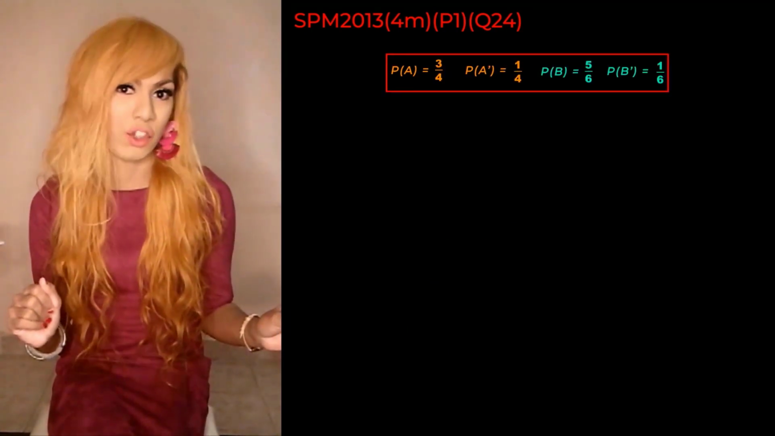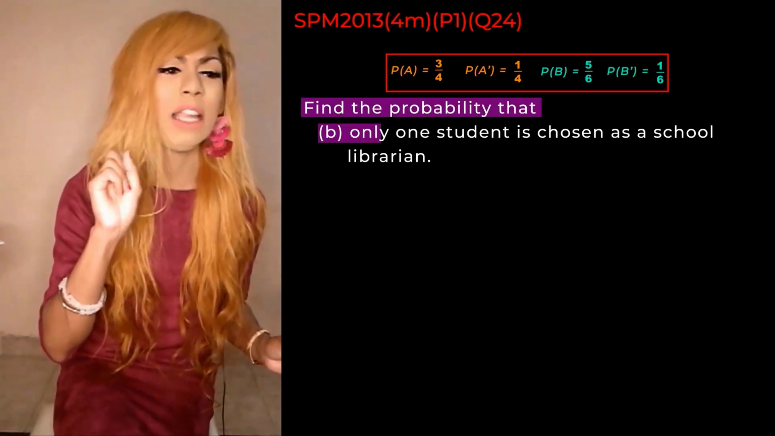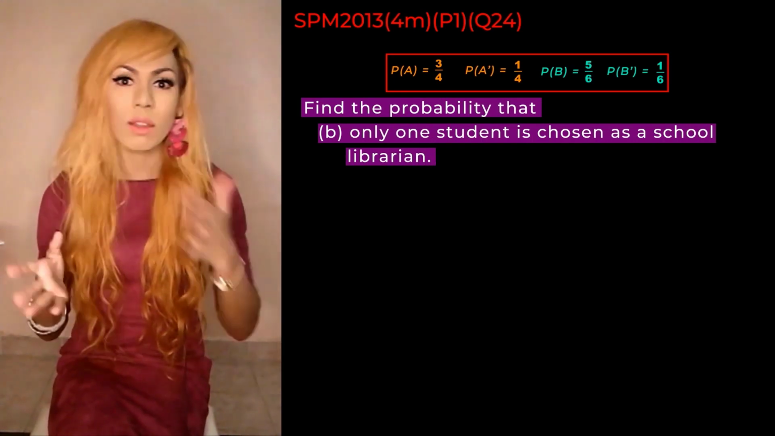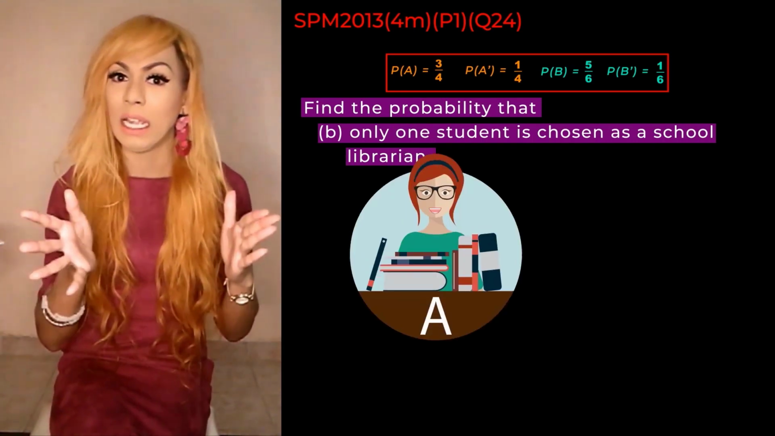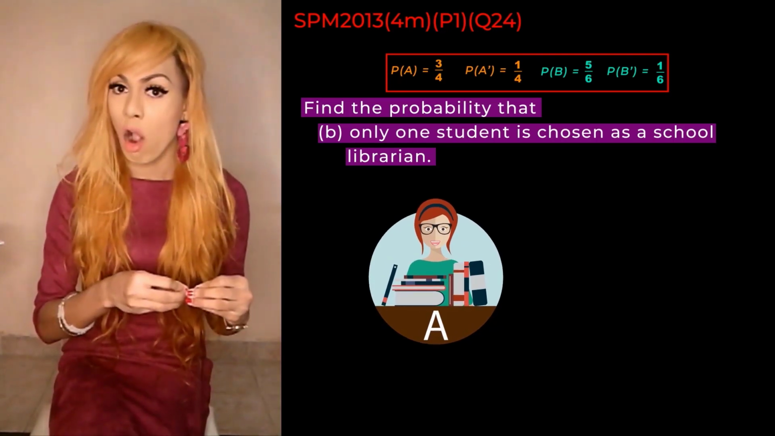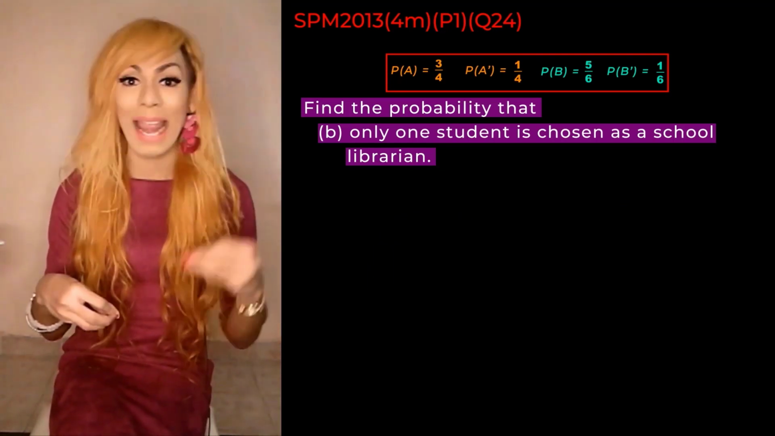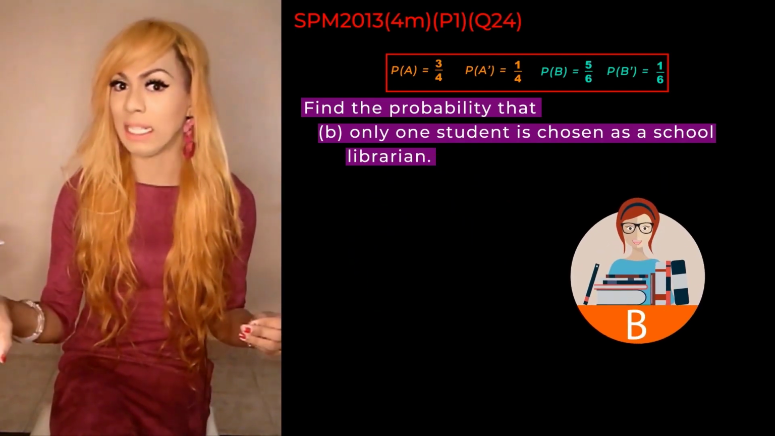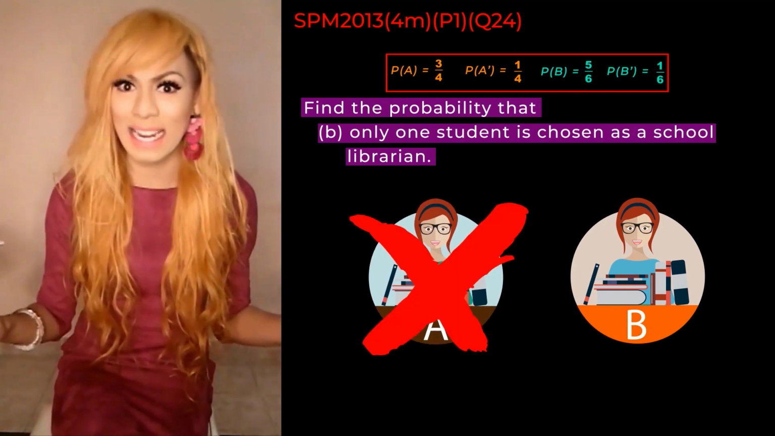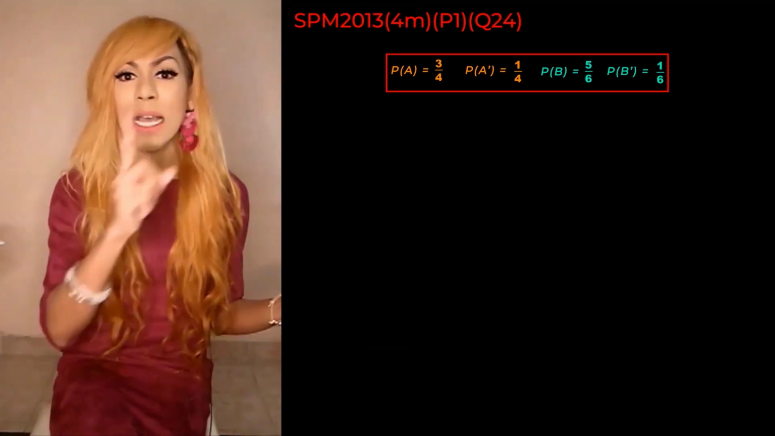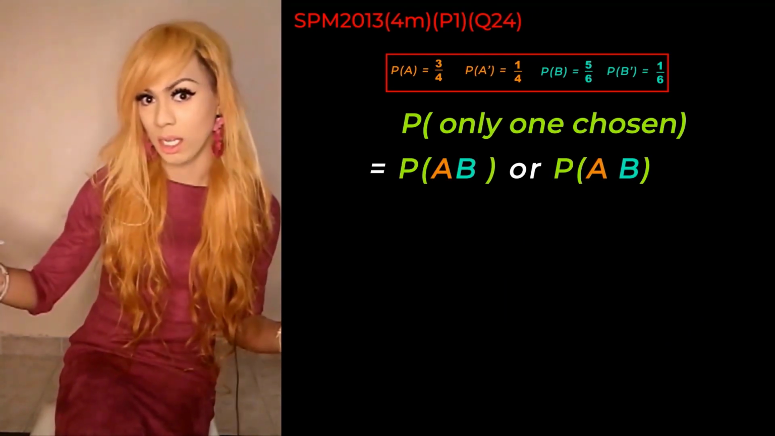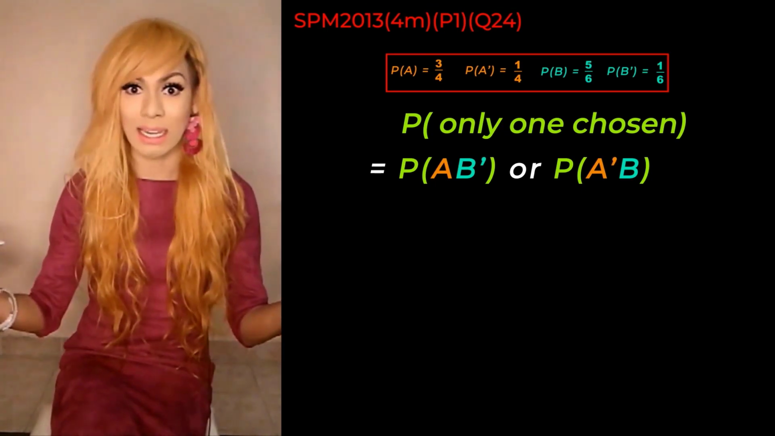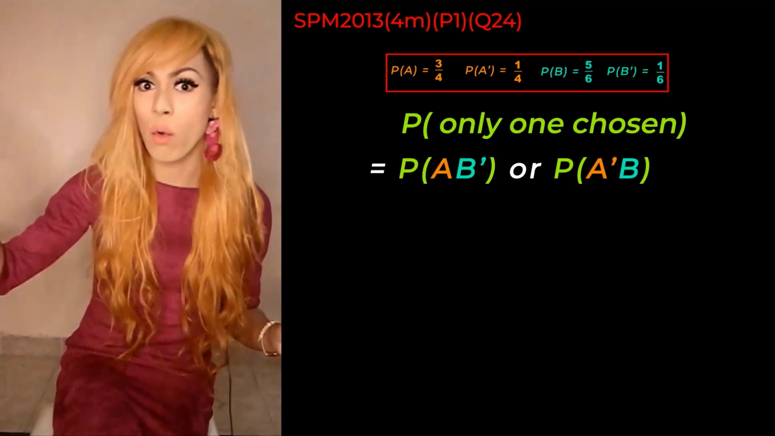Alright? Second part of the question. Find the probability that only one is chosen as a school librarian. So it can be two ways. It can be A chosen as a librarian or B chosen as a librarian. So when A is chosen as a librarian, B is not. And when B is chosen as a librarian, A is not. To make it easy in your exam, you just write P(AB) or P(AB), then you simply put a prime, first at B and second at A. That's it. So you will have yes, no, and no, yes.